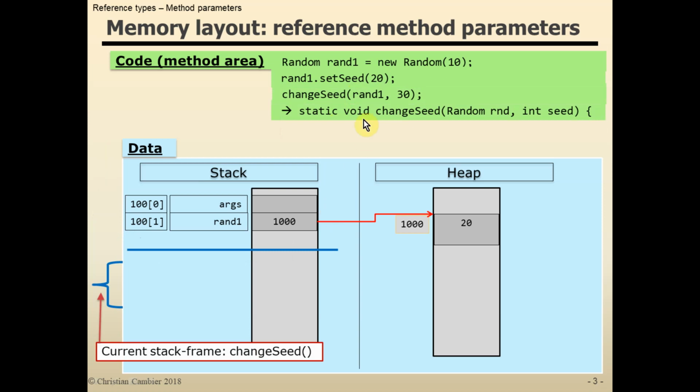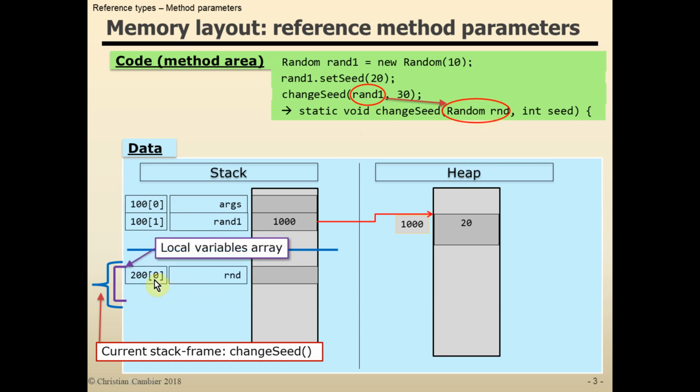What happens when passing the first argument rand1 to parameter rnd? Since rnd is the first parameter of the new method, it will be put at the first position, index 0, in the local variables array of this new stack frame. It will receive the content of its corresponding argument rand1, namely the value of 1000. This results in rnd being able to access the random object as well. In other words, by passing a reference variable to changeSeed, we provide access to the same object from within a different part in our code.